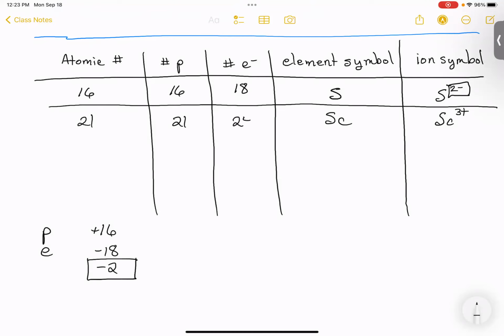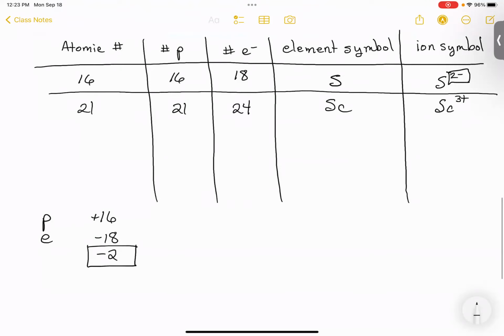Okay, I've been given a 24. Let's see if that's correct. Protons have what charge? Electrons have what charge? Add that together. What's the answer? What kind of three? Negative three. Does that match? No. So it's not 24. So it is 18. So let's double check.